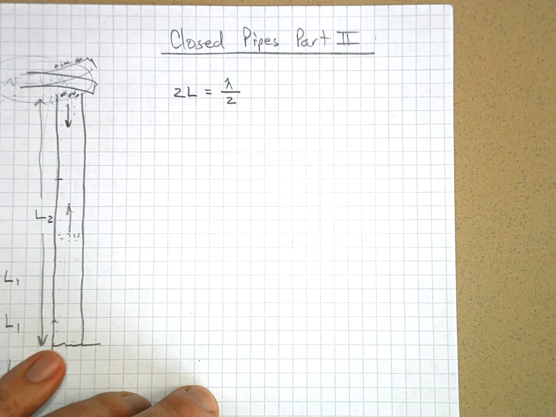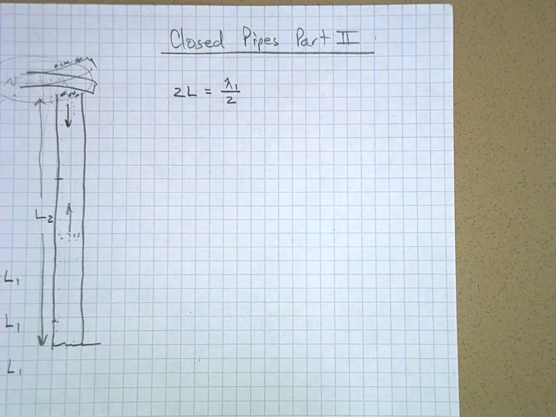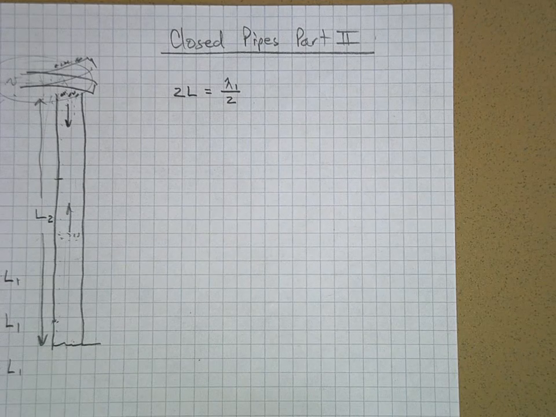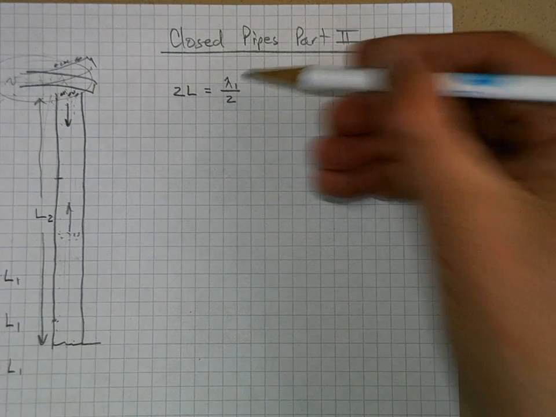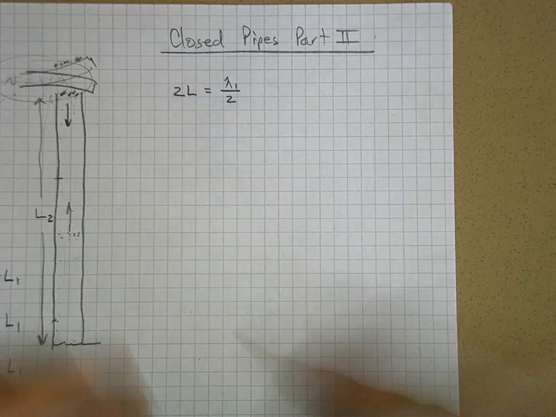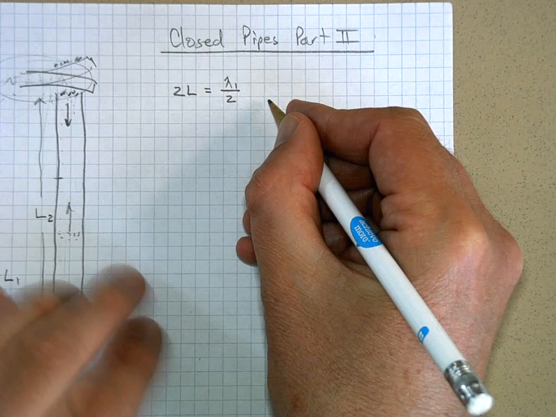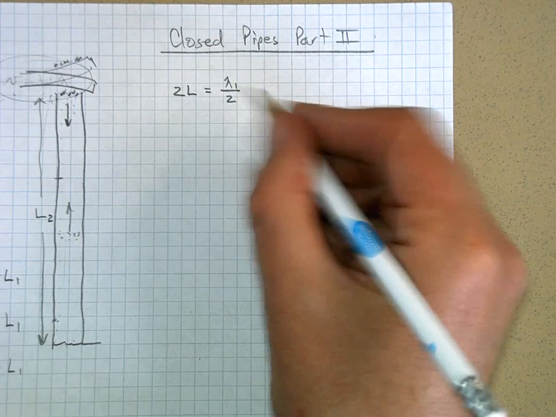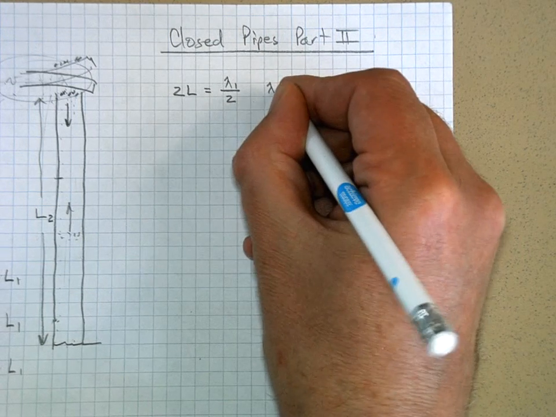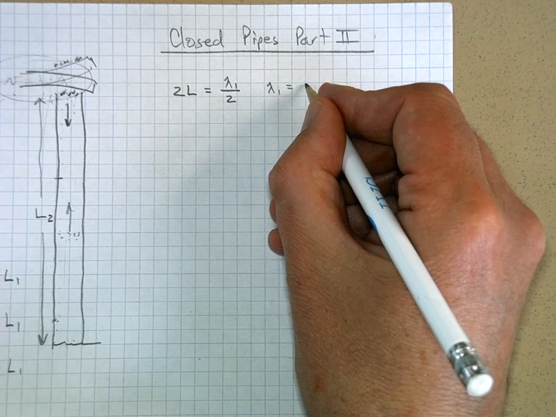But now the wavelengths are going to change. So I'm going to call that wavelength 1. This is going to be the longest wavelength, and therefore the lowest frequency. Anyway, now when I solve for the wavelength, I get the wavelength is equal to 4L.